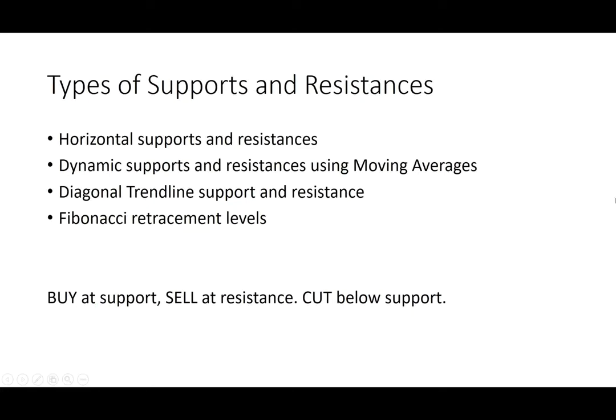So what types of support and resistance do we have? We have horizontal support and resistance, and dynamic support and resistance using moving averages. We already saw that if a stock is in a medium-term uptrend and you use a medium length moving average, the price will keep bouncing off the moving average below. So we see that it acts as support. Or you can use diagonal trend line support and resistance, which I showed you just now.